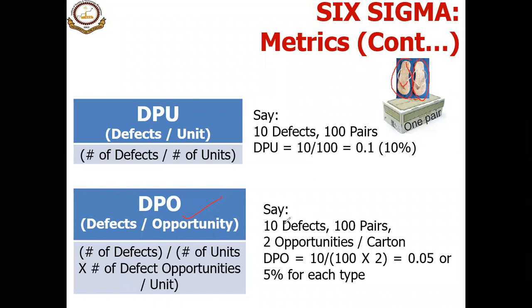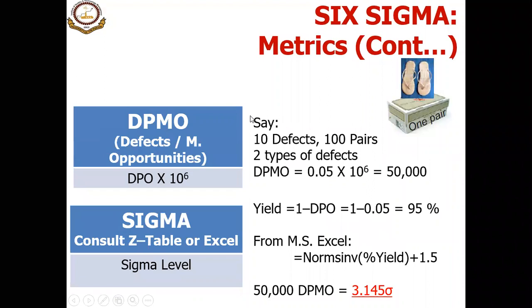So in this case, I have identified 2 opportunities per pair, and 10 defects in 100 pairs. Using this particular formula, we can find out the defects per opportunity we have calculated. Using defects per opportunity, we can calculate DPMO, that is defects per million opportunities. That is, out of 1 million, how many defects we are producing if we don't improve the process and we start producing this particular way. Simply, if we multiply DPO with 1 million, we are able to find out the defects per million. That is, out of 1 million, right now, this process is producing 50,000 defects.